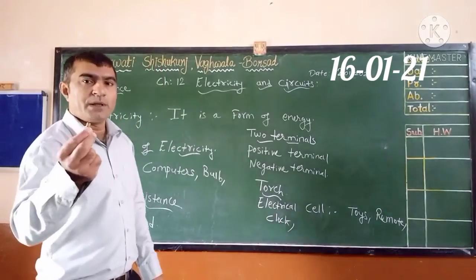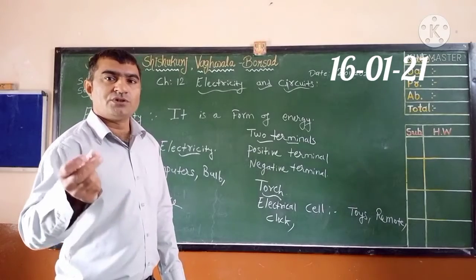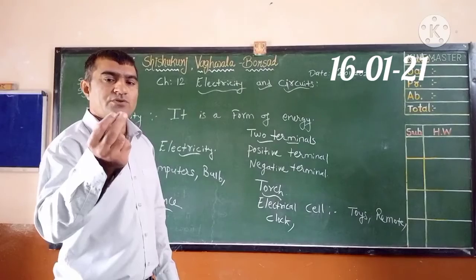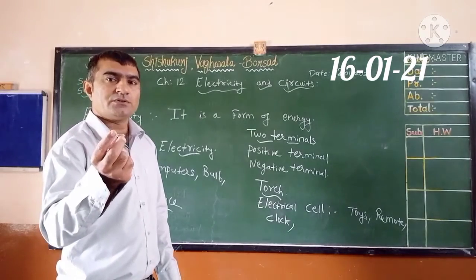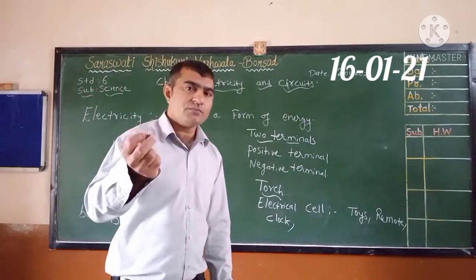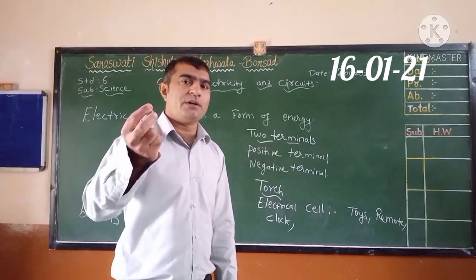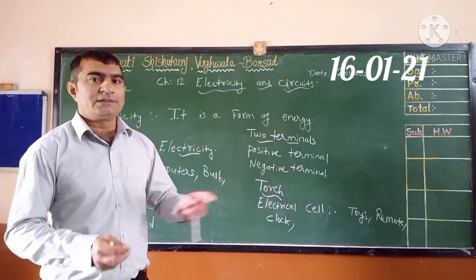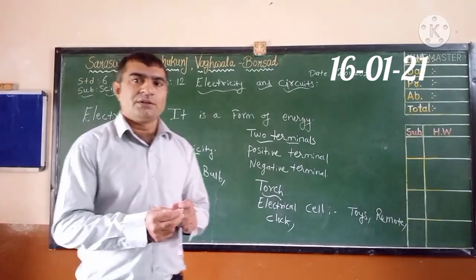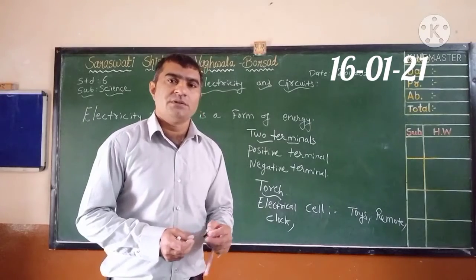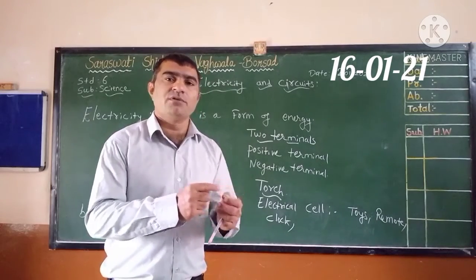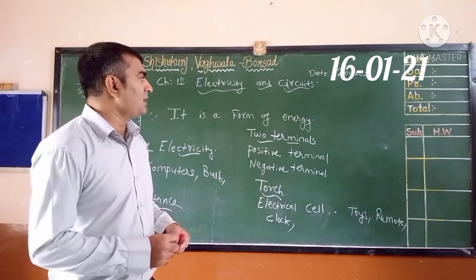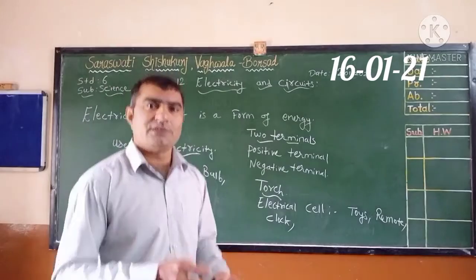we have seen that a bulb which is used in the torch gives us light. It also has two terminals. Sorry, it does not have a positive terminal and negative terminal, but it has two terminals. So one wire of the cell is connected to one terminal of the bulb, and another wire is connected to the other terminal of the bulb. This we will see in the next class, circuits.